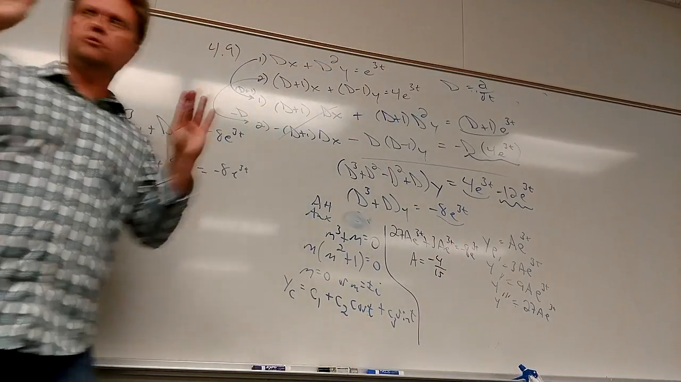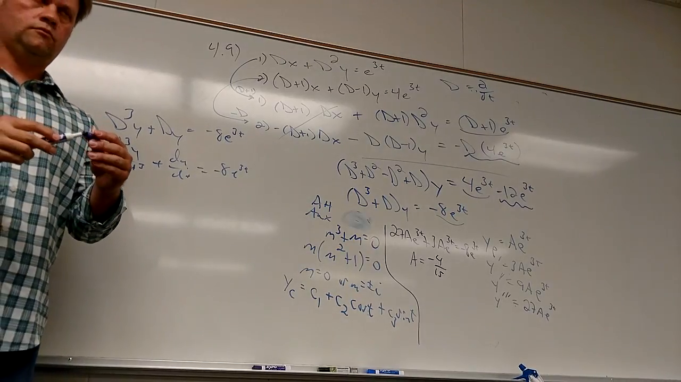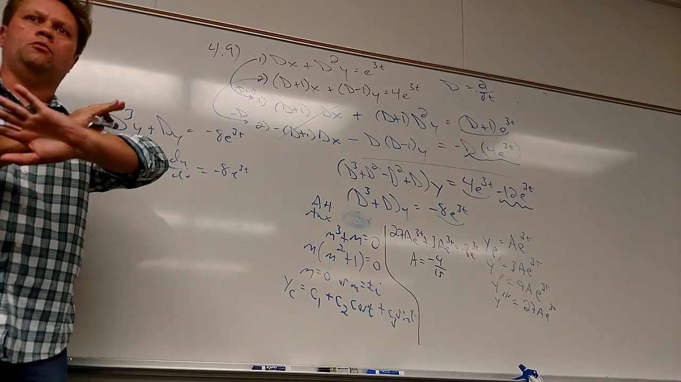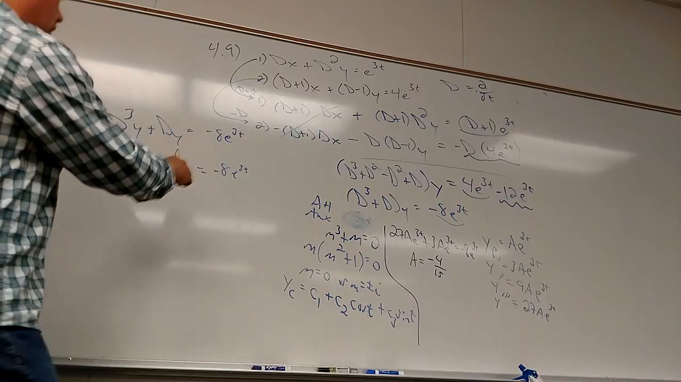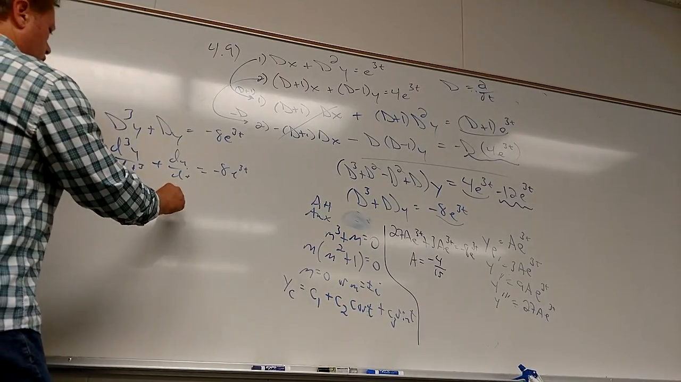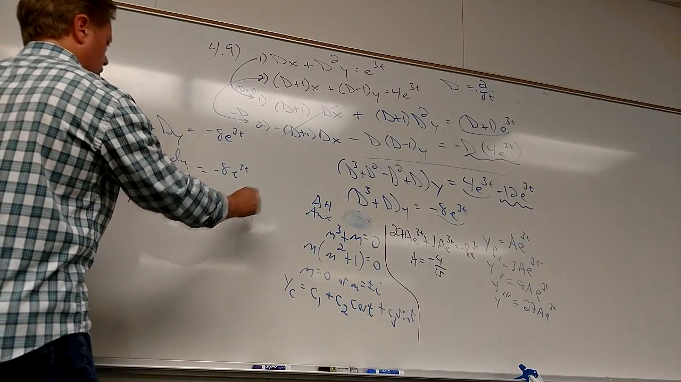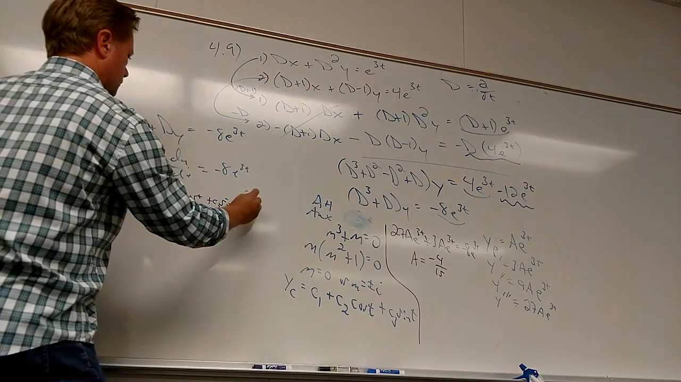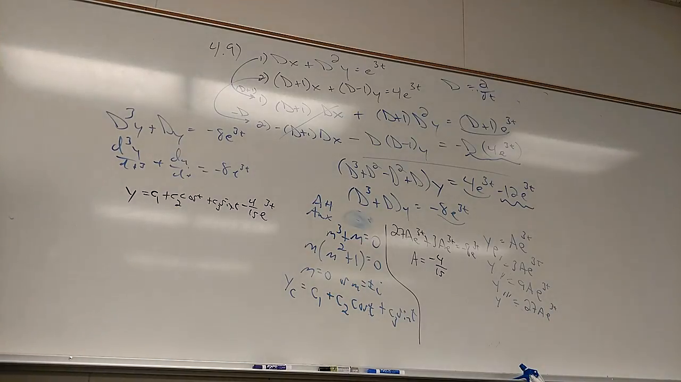Is that cool? So far, so now we've got y of t. We know y is c1 plus c2 cosine t plus c3 sine t minus 4/15 e to the 3t. So that's y.